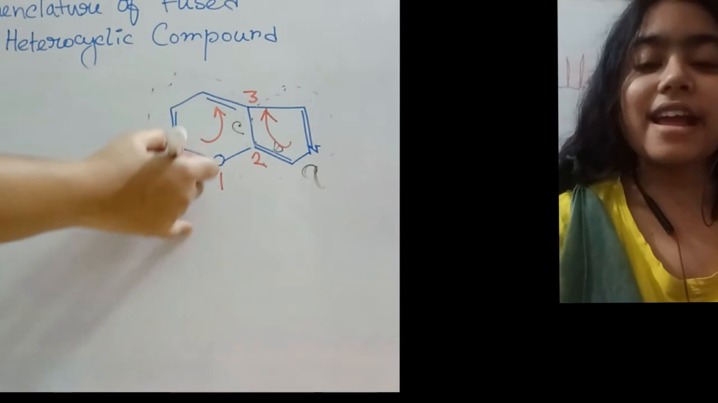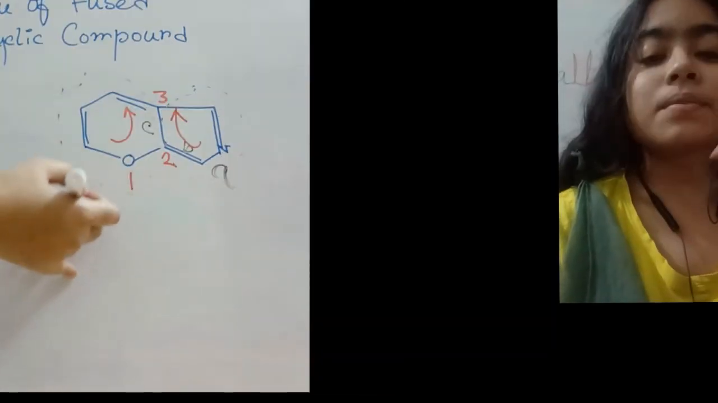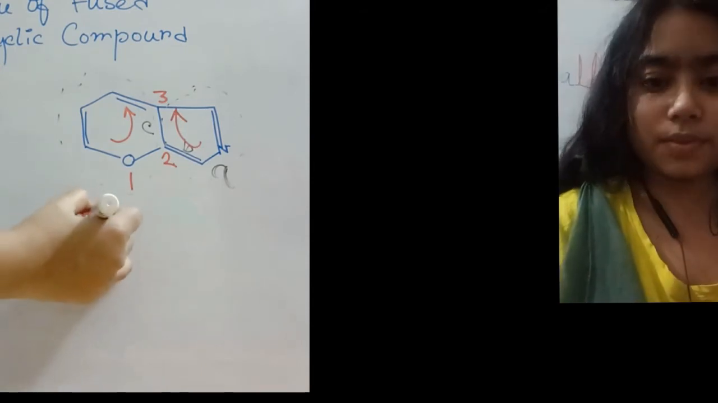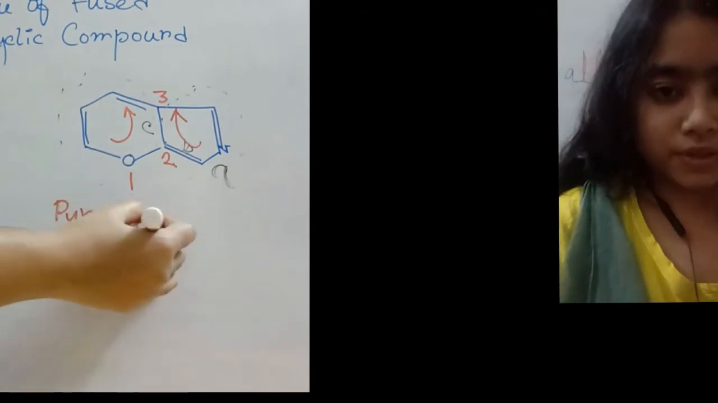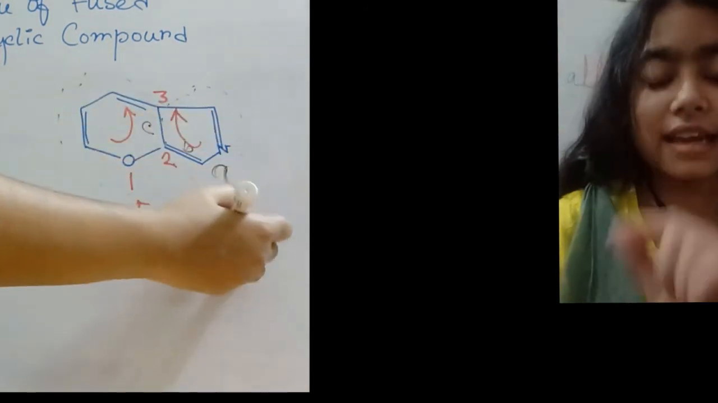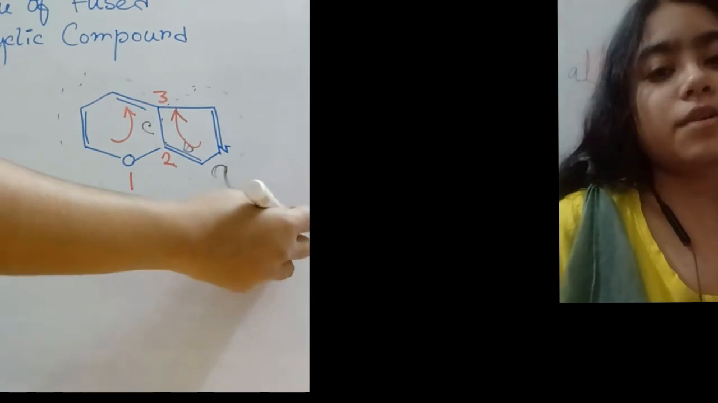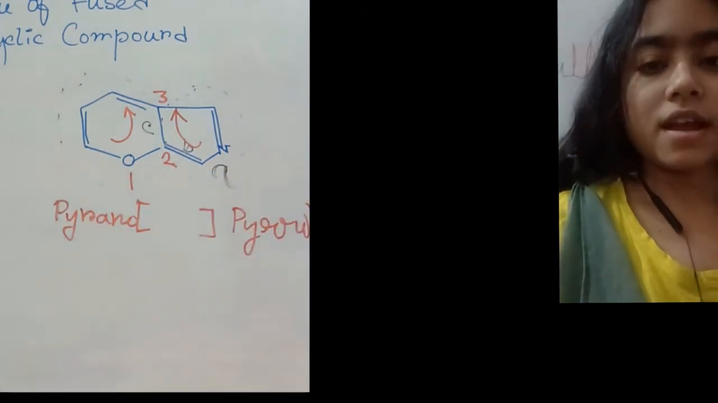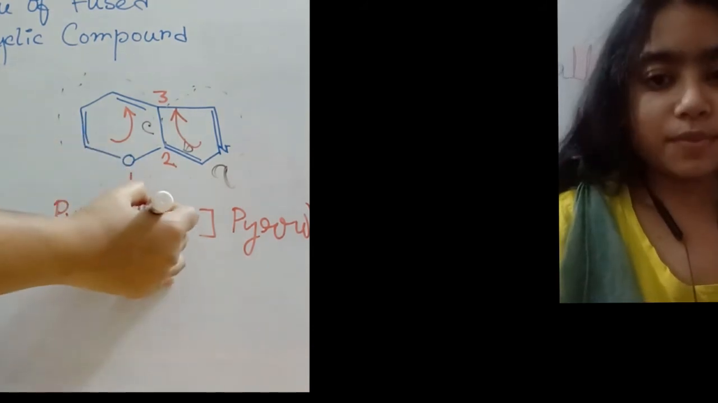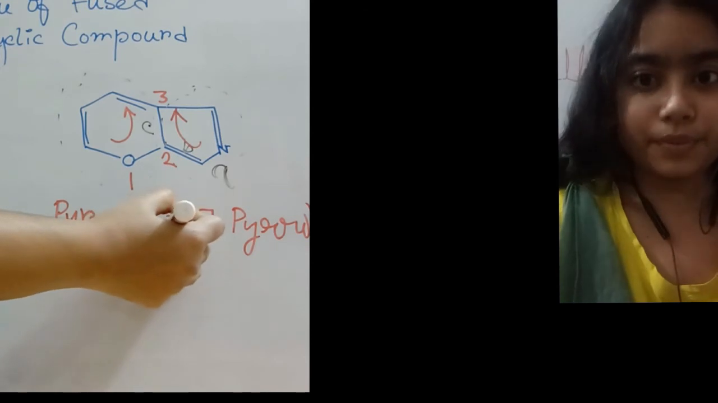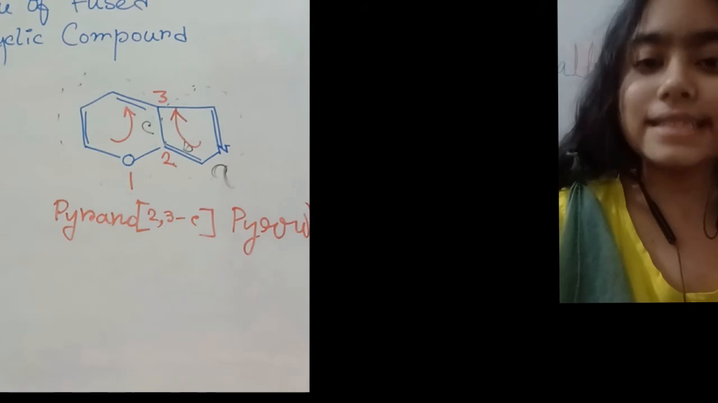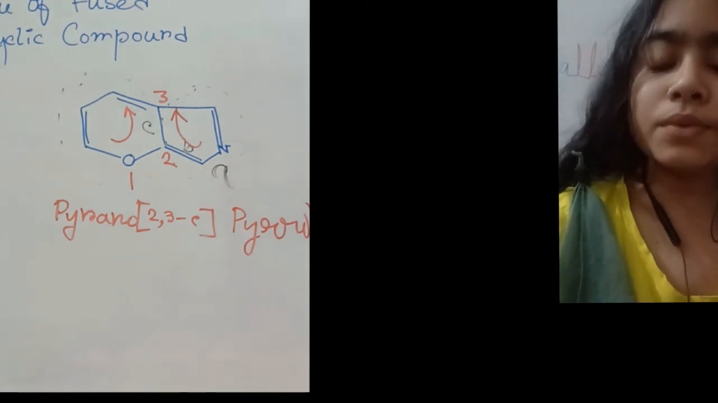So we can write here the name of the prefix first. This is a pyran ring, so we will put pyrano, then a third bracket, then the name of the base component, which is pyrrole, so we will put pyrrole here. So here we will write 2,3-c. So it will be pyrano[2,3-c]pyrrole. Next, let's go for our next example.